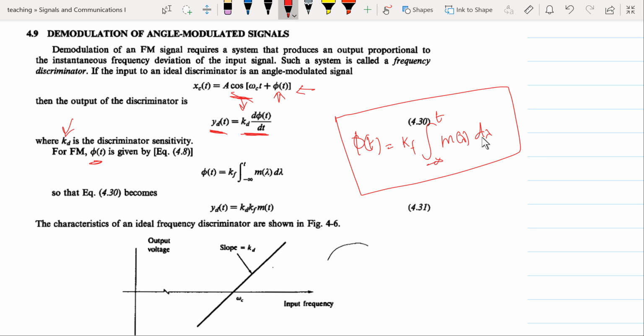If that is the case, then equation 4.30 that we have defined here gives y_d when you differentiate with respect to t. We end up with k_D remaining, k_f still there, and when you differentiate an integral, the integral and the differential cancel, and we are left with m(t). This is what we get as equation 4.31.